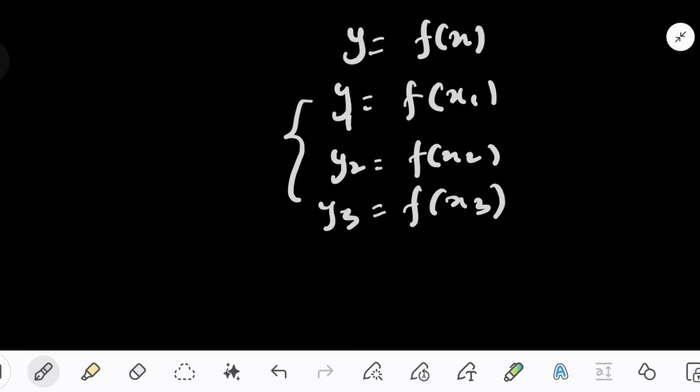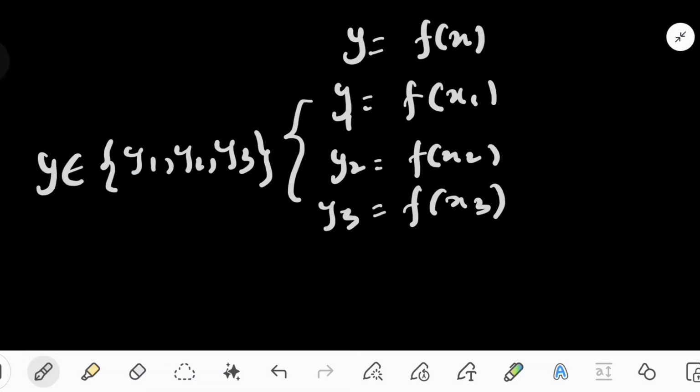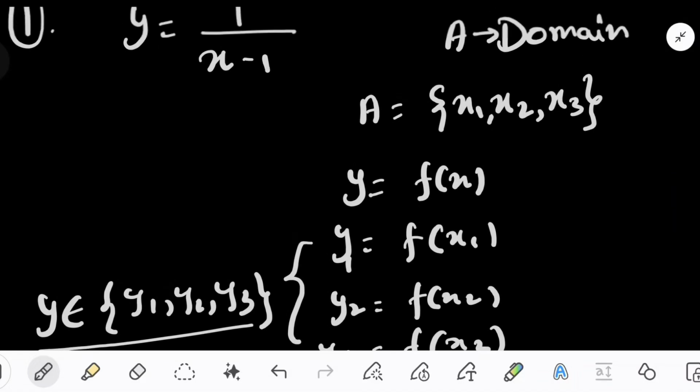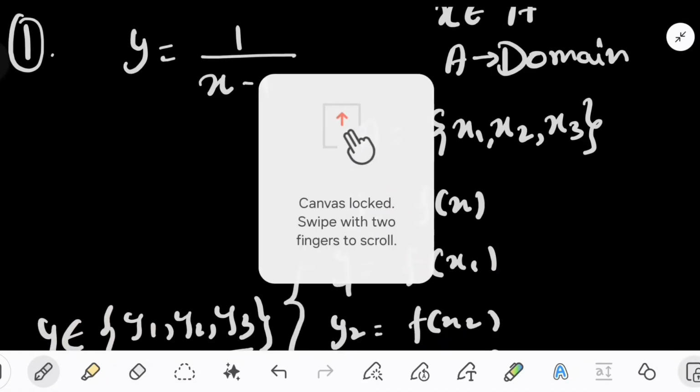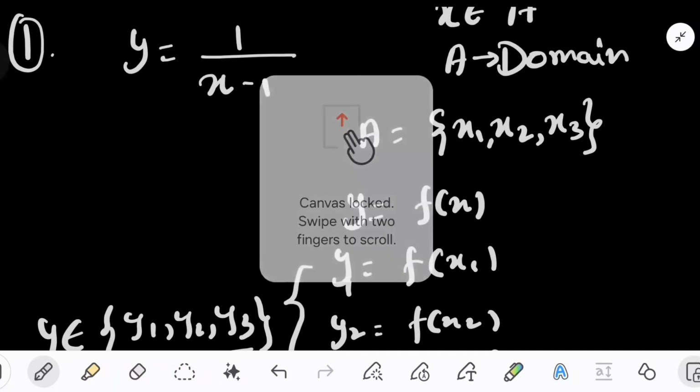So y1, y2, y3 are called the range. So y belongs to y1, y2 and y3. This is called the range. Basically, range is the different values which can be taken by y. Okay, so let me raise this and let's see the questions.